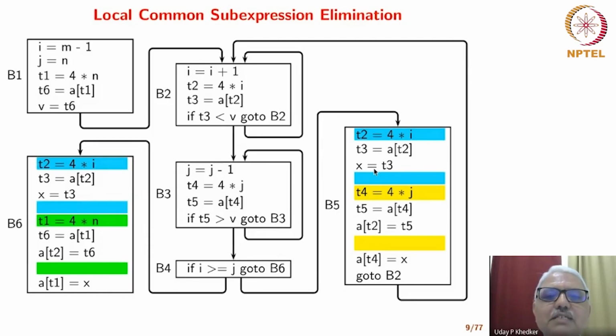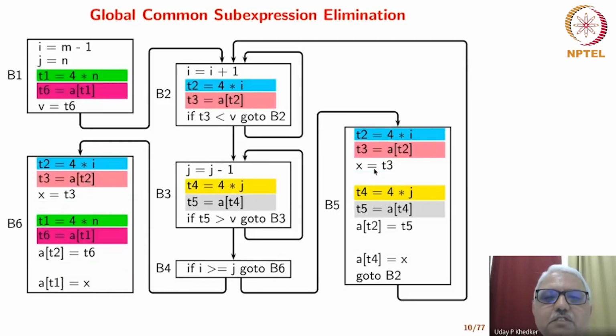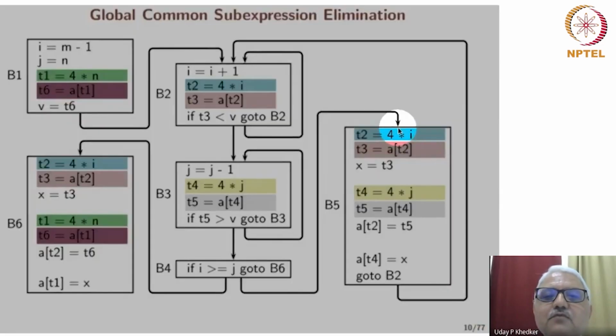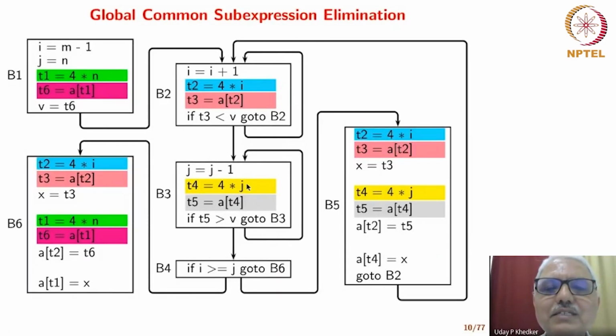The next optimization is global common subexpression elimination, where we have this expression 4 star i computed here, and we have 4 star i computed here as well. We have 4 star j computed here and 4 star j computed here. And the question that we want to ask is, can we get rid of these 4 star j computations and 4 star i computations? So I would like to pause here for a minute. I'm trying to get you involved.